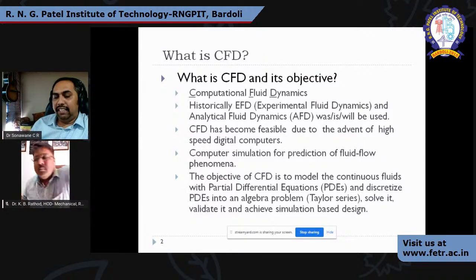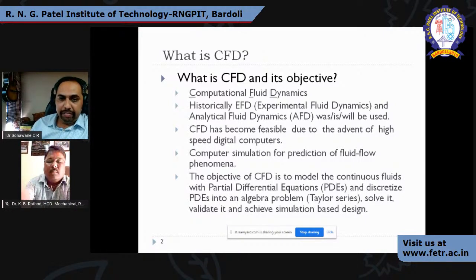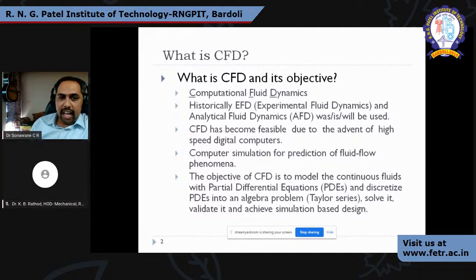Hence, CFD is feasible. We can say that it is mainly due to one advancement that we know, that today's high-speed digital computers are there. Even our laptops have i7, i8, i10, whatnot. Right now, we do have a good amount of high-speed computing power with us, and using these computers, we can try to solve fluid dynamics problems. What I want to say is that we can do computer simulations and predict the fluid flow phenomena. How do we predict fluid flow phenomena?